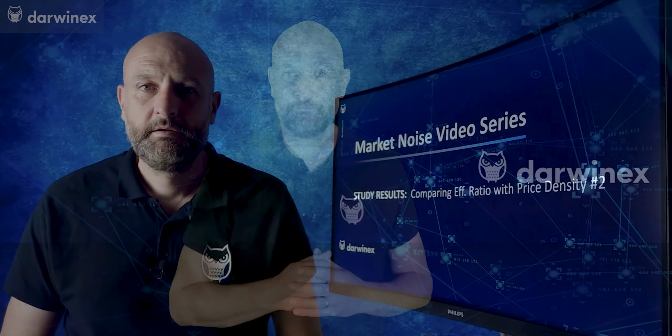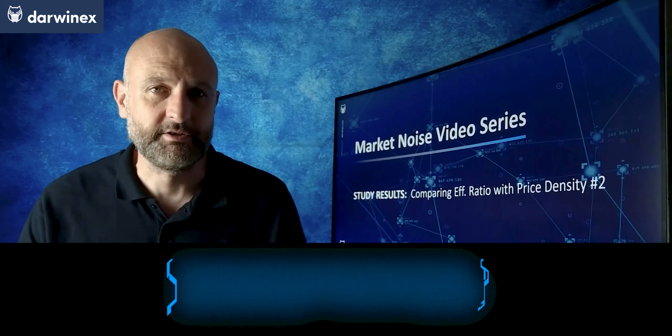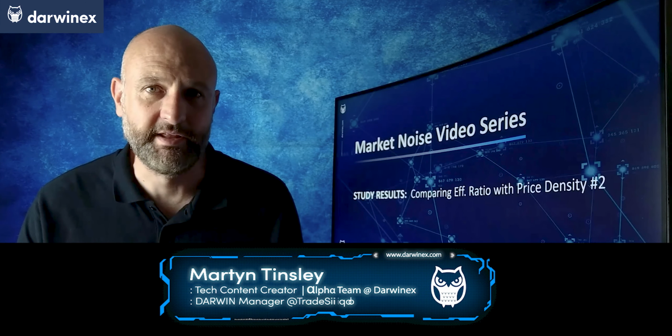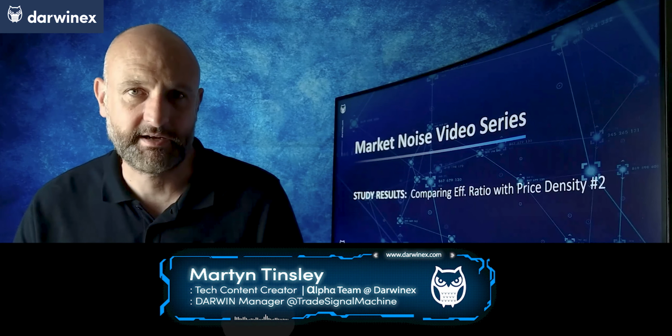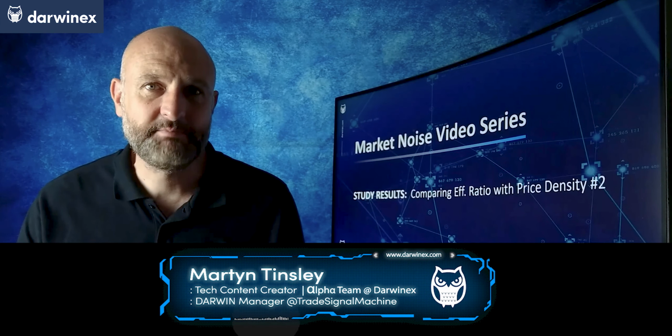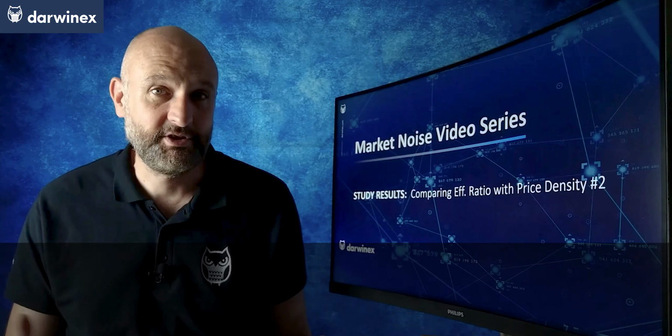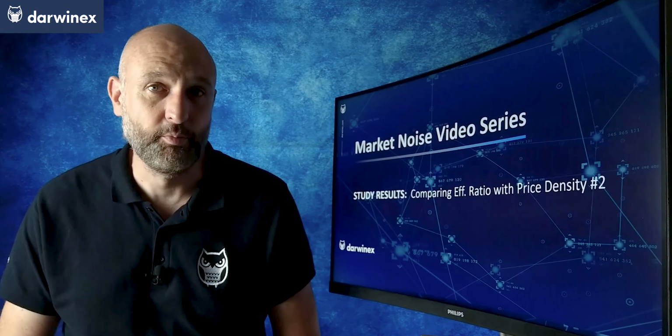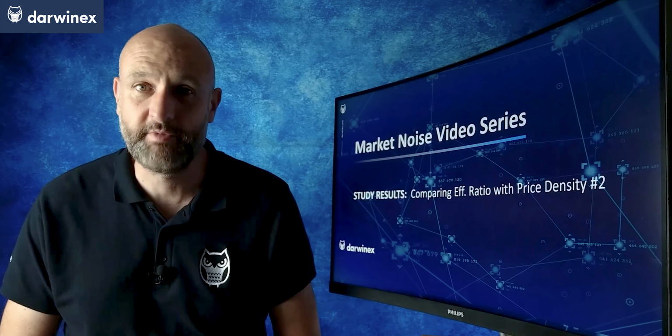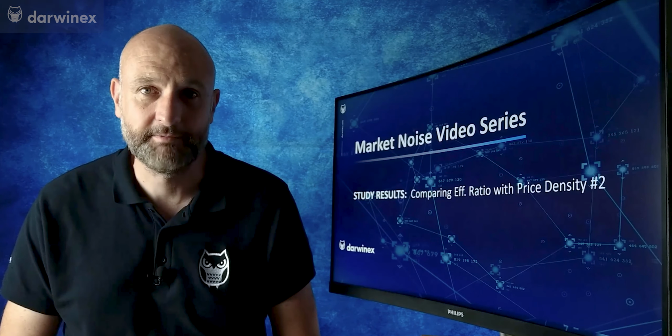Now back to today's tutorial. Instantaneous noise filtering has advantages over the more simple asset filtering technique. But does it enable as big an impact on system performance, and is it better to use the efficiency ratio or price density to inform this? Let's take a closer look.